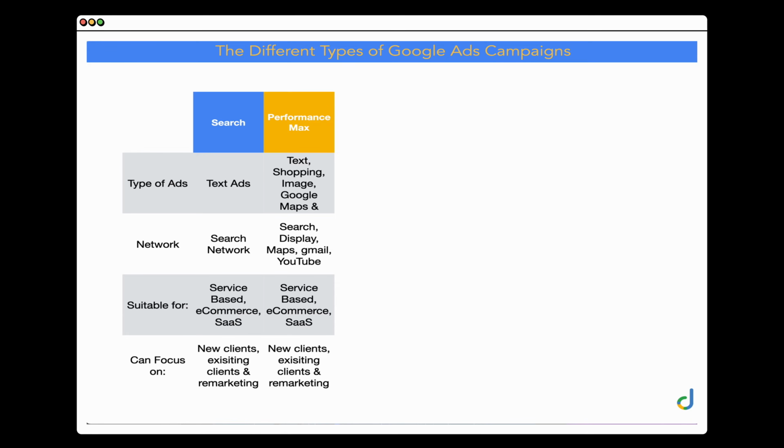Whereas Performance Max, it works on not only the text ads, but also shopping ads, image ads, Google Maps, and also Gmail. Now, Performance Max goes across a larger range of networks, so it works on the search, display, Maps, Gmail, and YouTube. Once again, suitable for pretty much all different types of businesses, and it can focus on new clients and existing clients. Now, I have put in there that it does also work for remarketing, but I do want to note that it's not targeted remarketing. So you can't specifically just say we only want to focus on remarketing.